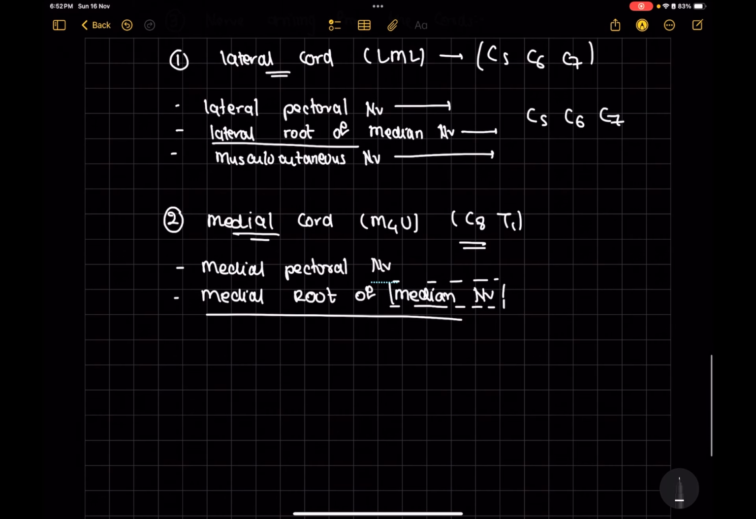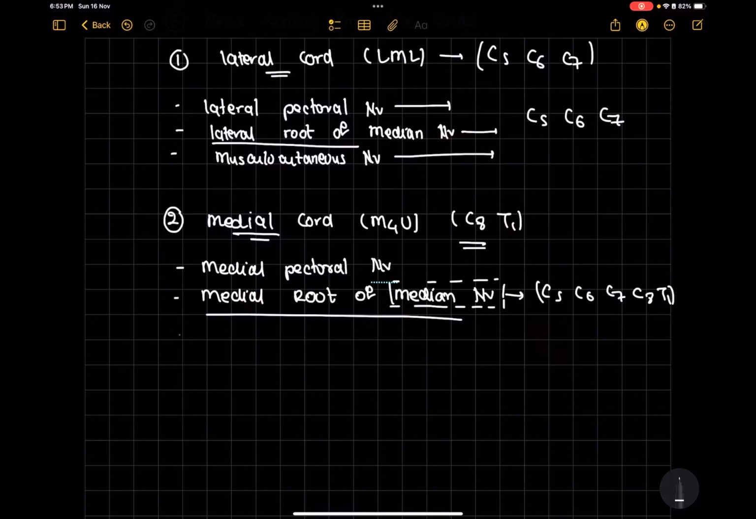So when one asks you what is the root value of median nerve, not the medial root of median nerve, not the lateral root of median nerve, but median nerve only, you would have to think that yes, there are two roots. There is one lateral root, there is one medial root. Lateral root arises from C5, C6, C7. Medial root arises from C8, T1. So median nerve only arises from C5, C6, C7, C8 and T1. Okay, clear?